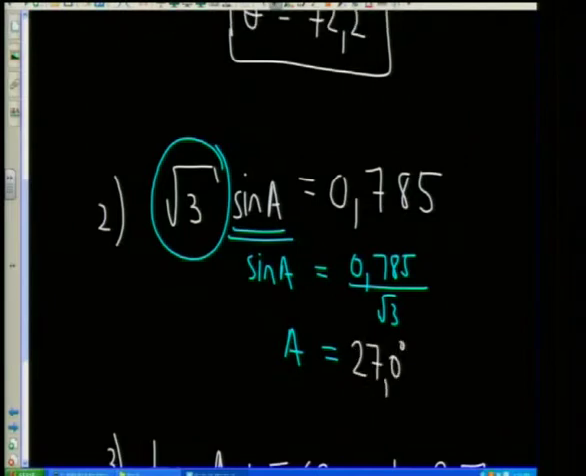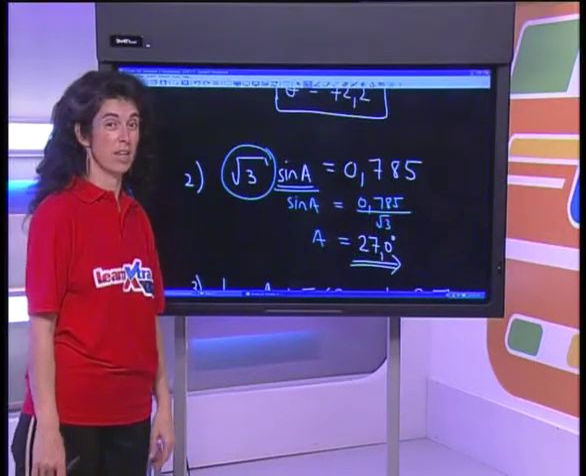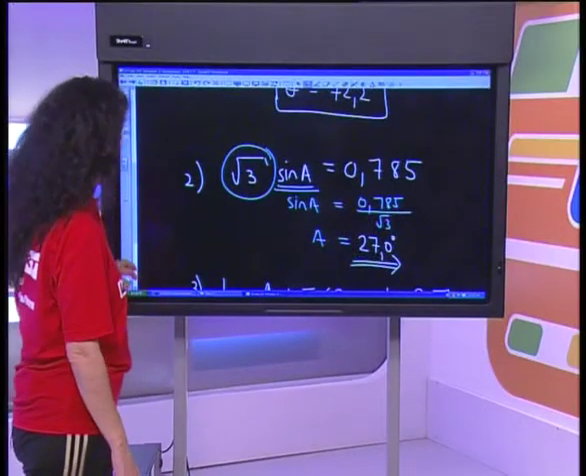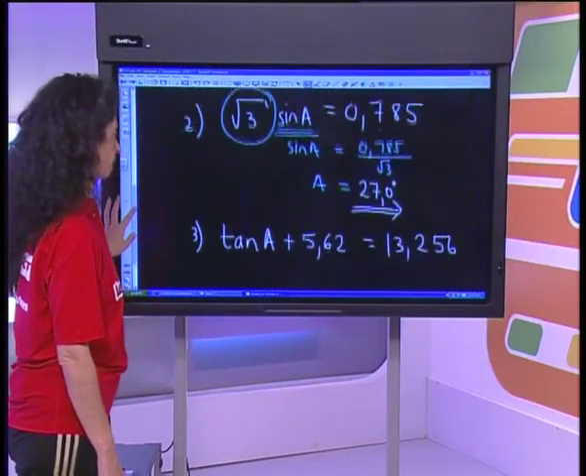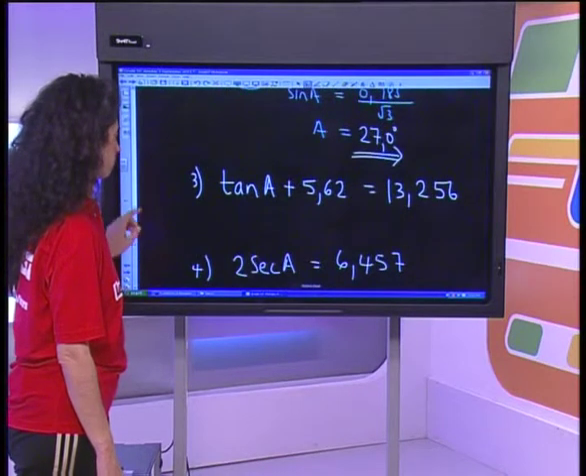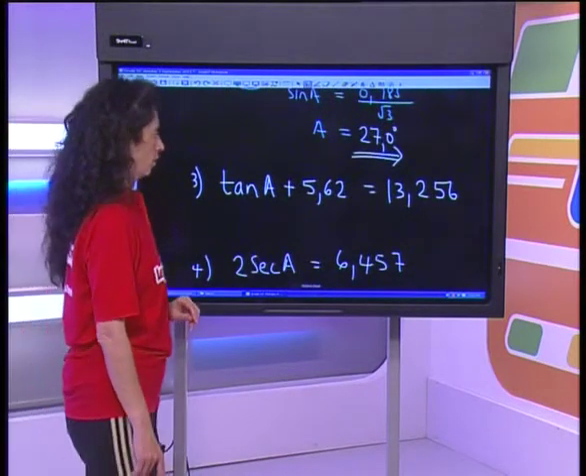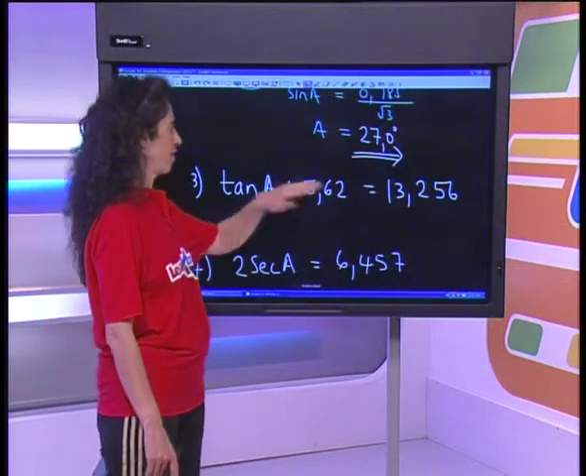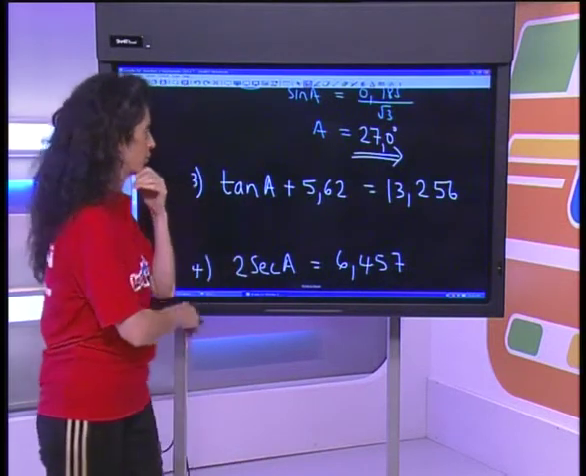27,0 degrees. That comma 0 just indicates it's not 27 on the dot. It's actually rounded off to the nearest tenth. Then I've got tan A plus 5,62 is equal to 13,256.